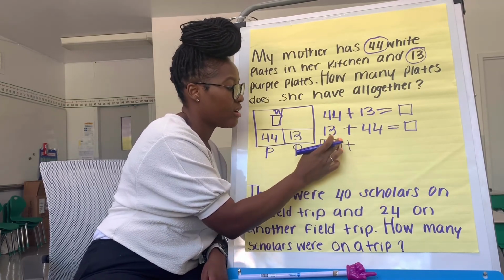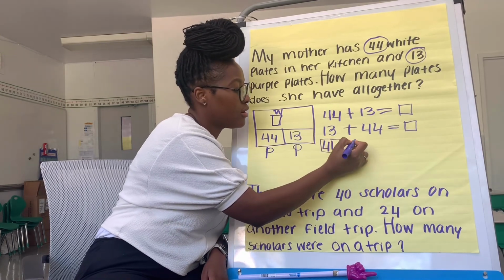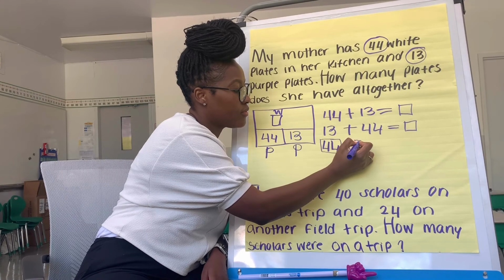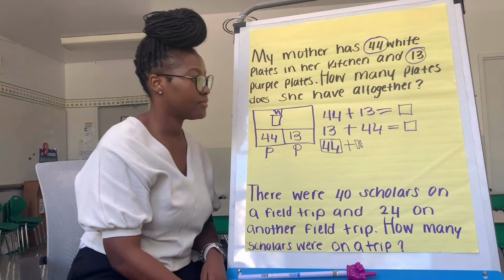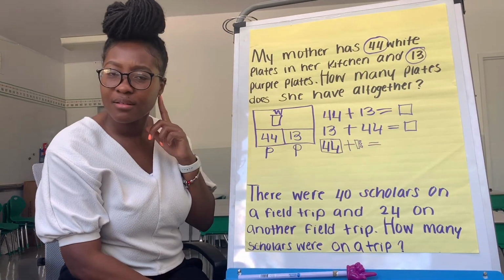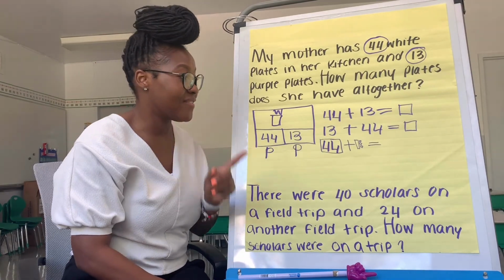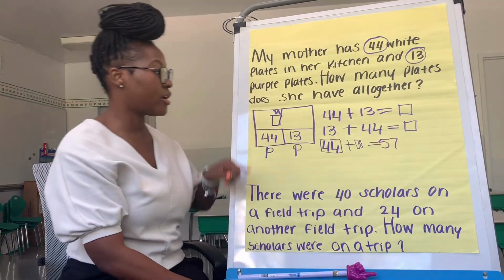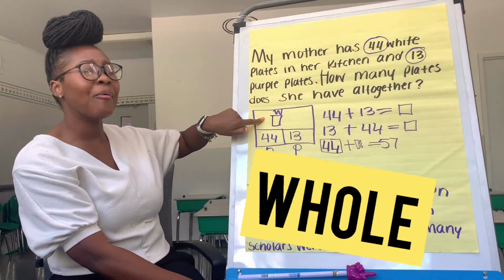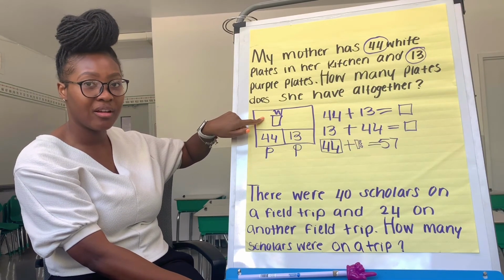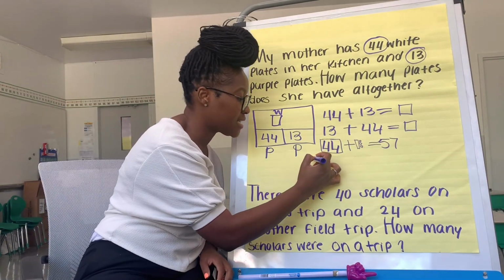Let's do it together. 44, 54, 55, 56, 57. The number out of my mouth was what? Yes, 57. So 57 represents our whole, represents our... So how many plates does my mother have all together? Yes, she has 57 plates.